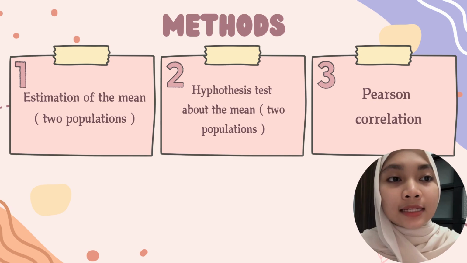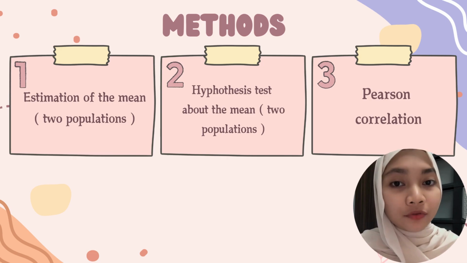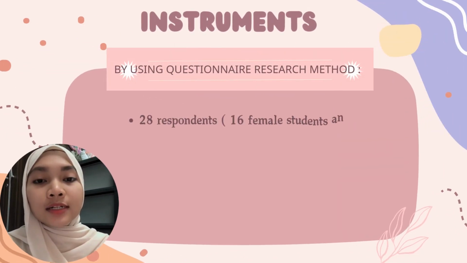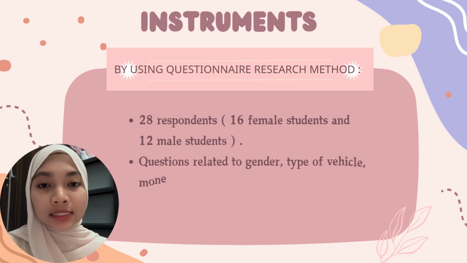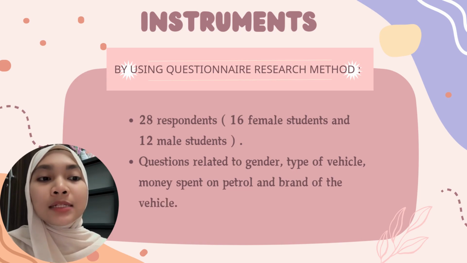Now, take a look at the statistical methods. Our group use these three methods, which are estimation of the mean for two populations. The second one is hypothesis test about the mean for two populations. And the last one, we use percent correlation. For instruments, by using questionnaire research method, we get 28 respondents, which are 16 female students and 12 male students. The questions related to gender, type of vehicle, money spent on petrol, and brand of the vehicle.